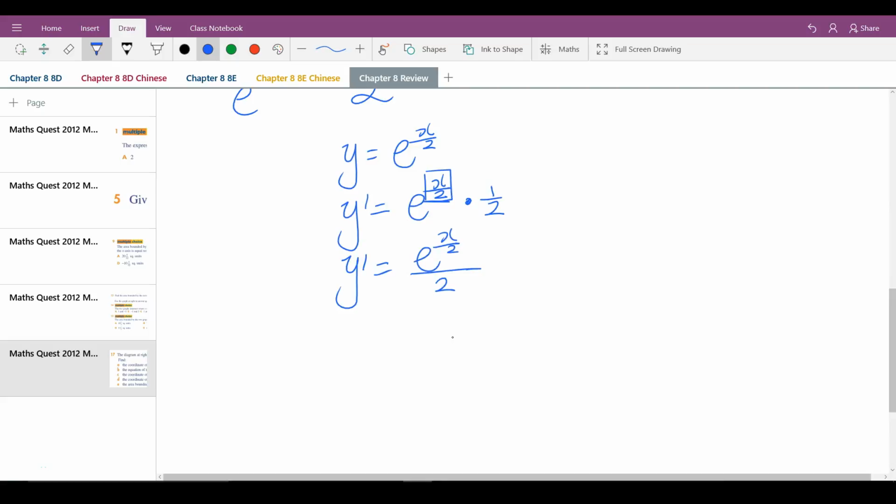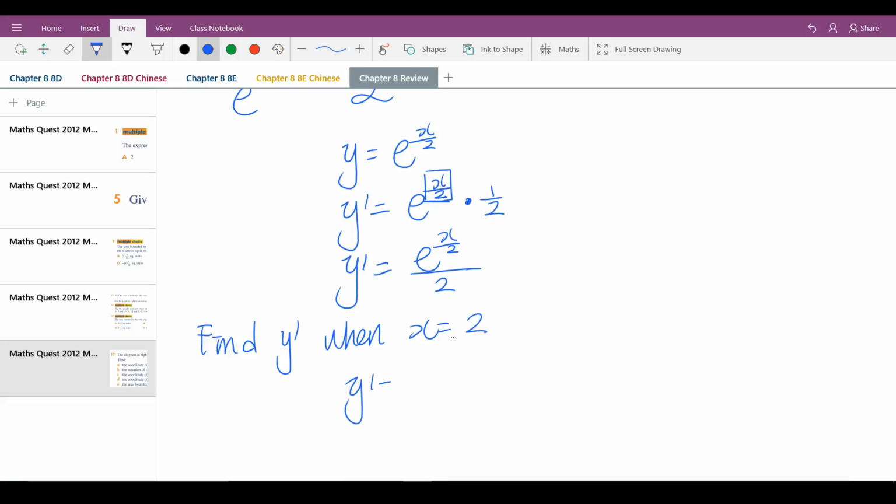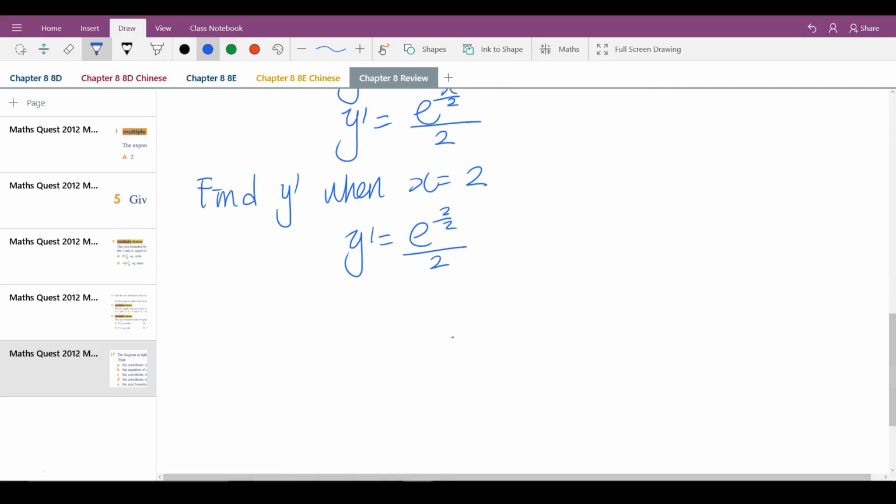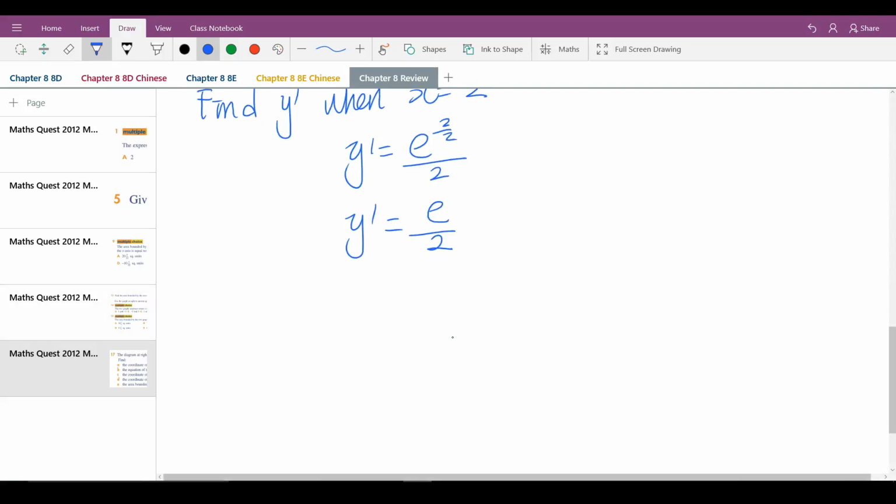That's the gradient function for the whole curve, but we don't want the whole curve. We want the gradient of the tangent at point A. So at point A, what's our x coordinate? 2. So find y dash when x equals 2. y dash equals e to the 2 over 2, all over 2. That is just e over 2.